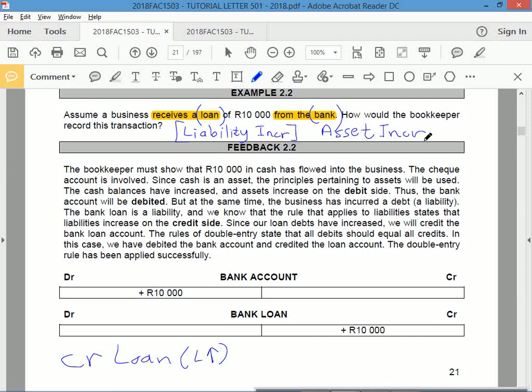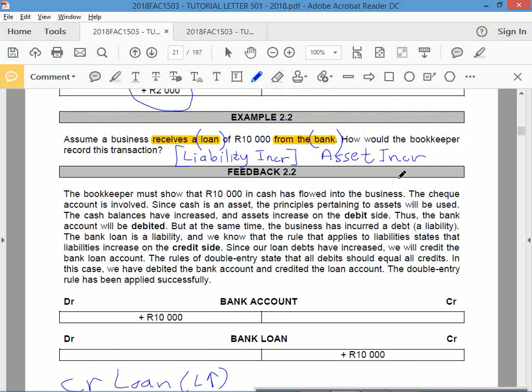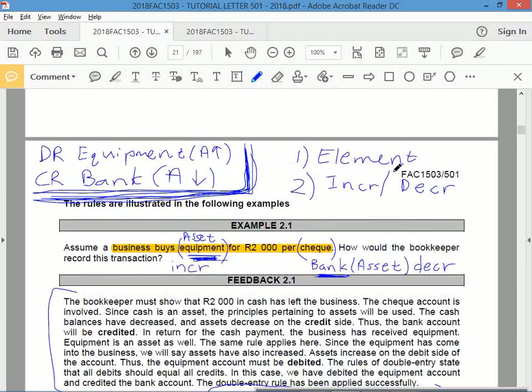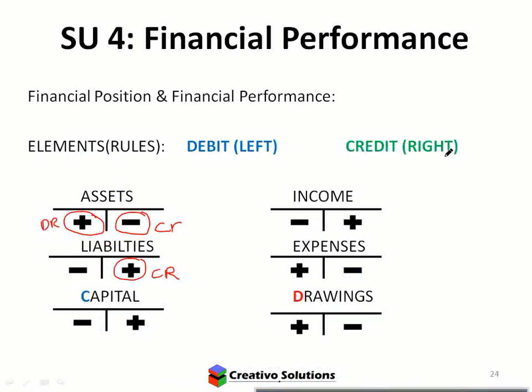Notice you don't have to have an increase and a decrease. You don't have to have two different ones. You have to follow the correct process. Get the element, get the increase and decrease, the rest takes care of itself. As long as you remember these 6 rules, you can do it. You can do anything.